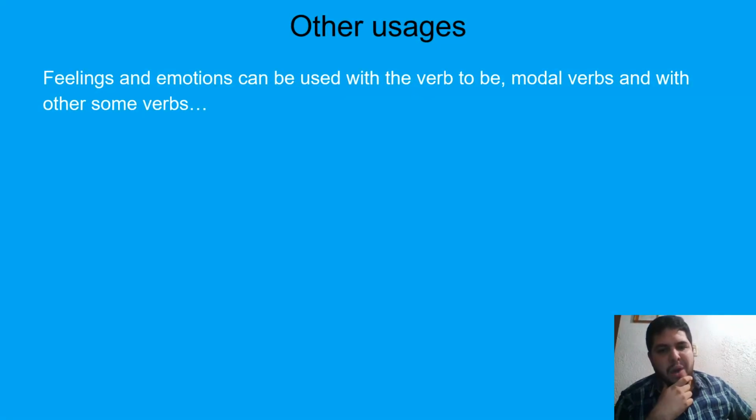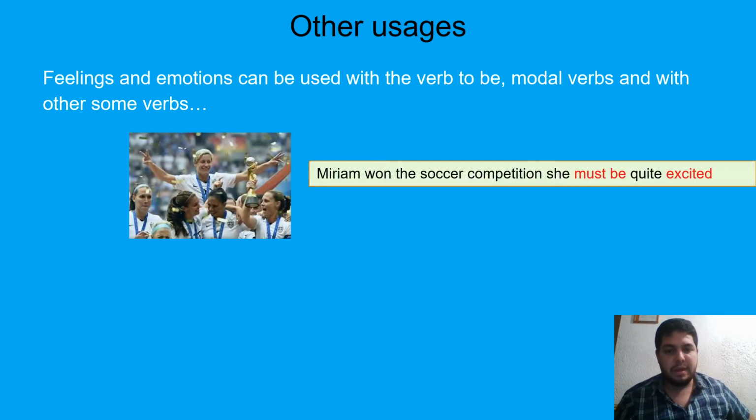Okay. Now let's see other usages that we can apply when we are talking about feelings and emotions. Feelings and emotions can be used with the verb to be, modal verbs, and with some other verbs. So let's see some examples. The first one is: Miriam won the soccer competition. She must be quite excited.